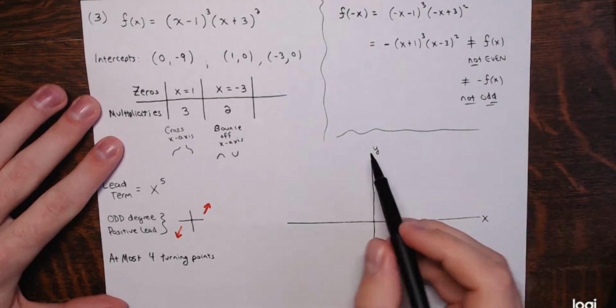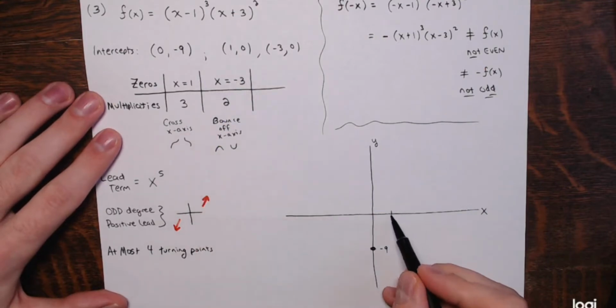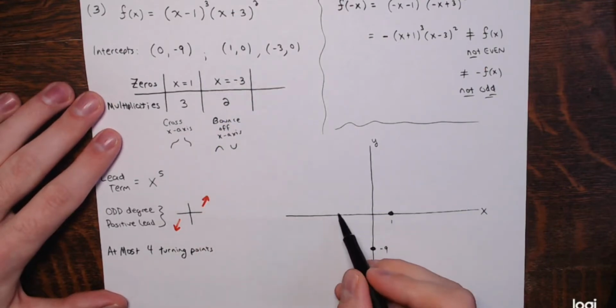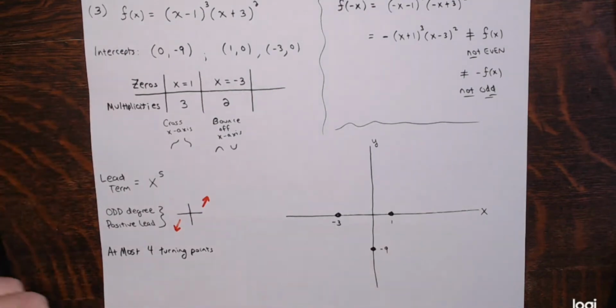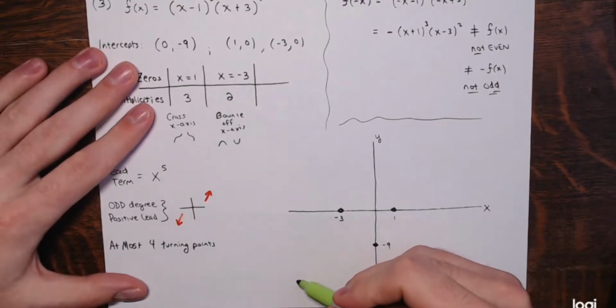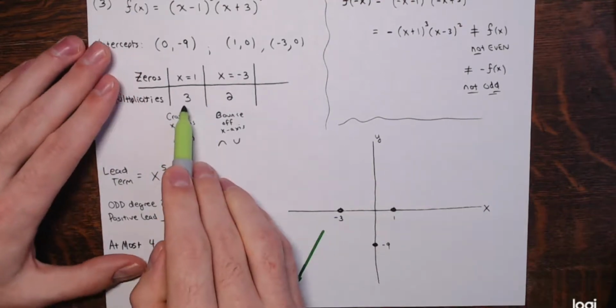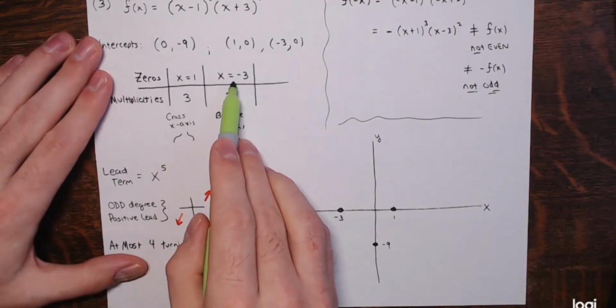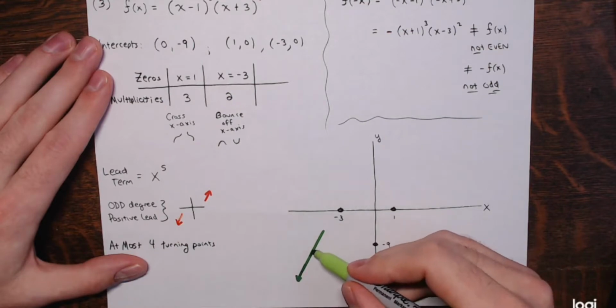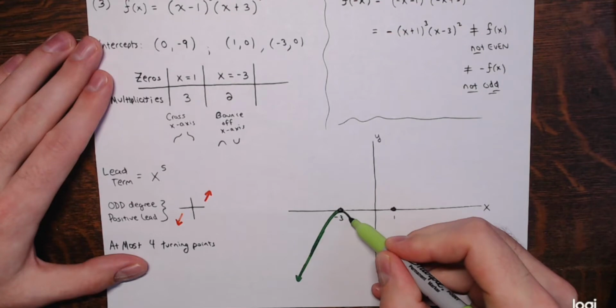Again, the y-intercept is at (0, -9). The x-intercepts are at (1, 0) and (-3, 0). I've got to start from the left end going down to the left, so I'm starting from down here, coming up to -3. But at x equals -3, we said it's bouncing off. So it's almost exactly like the last one, where it's touching and then bouncing off like a parabola.